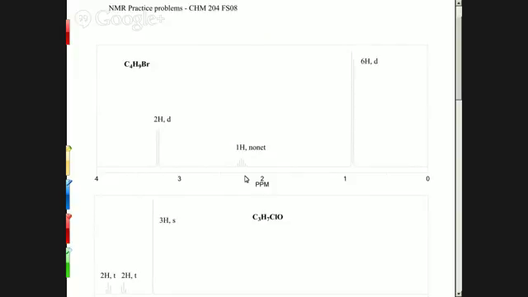A nonet means 9. There's 9 little peaks there. Double it, that's 2. Sometimes for some reason they didn't print super well. The lines were too fine or something, so you don't always see them all. T is triplet.